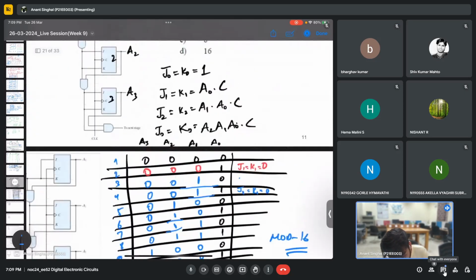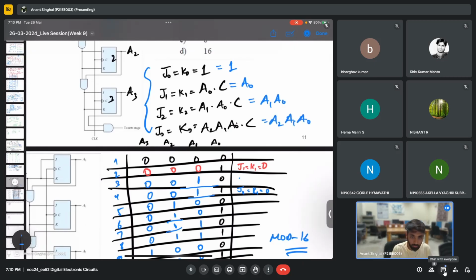So I have got these relations. So I need to now work on it. So basically, this is one. This will be A naught. This will be A1 A naught. This will be A2 A1 A naught. I'll try to explain two or three steps in between the tables. So let's say maybe this is step 3. A naught will always toggle because J naught and K naught is 1. So I have directly written 0 1 0 1 in this order.